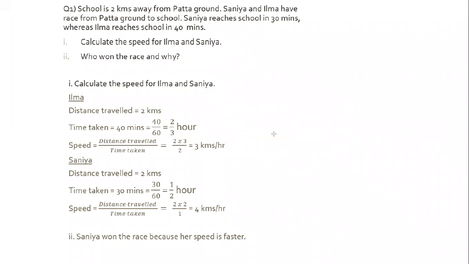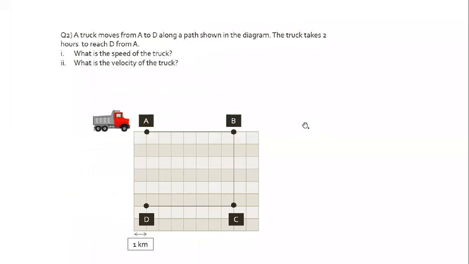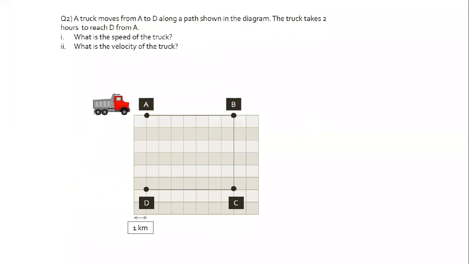Okay, let's move on to our second question. A truck is moving from A to D along the path shown in the diagram. The truck takes 2 hours to reach D from A. What is the speed and what is the velocity? So what are we going to do first over here? First we are going to calculate the speed.